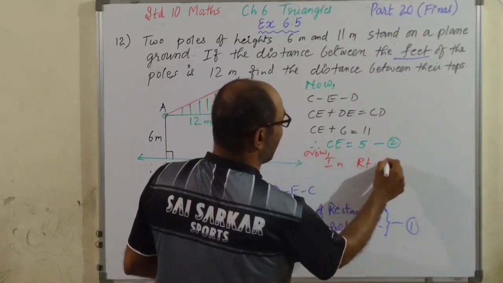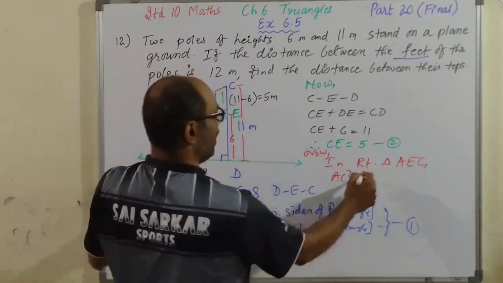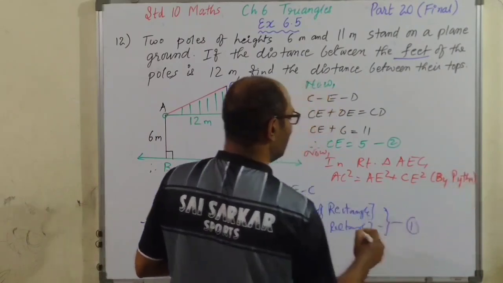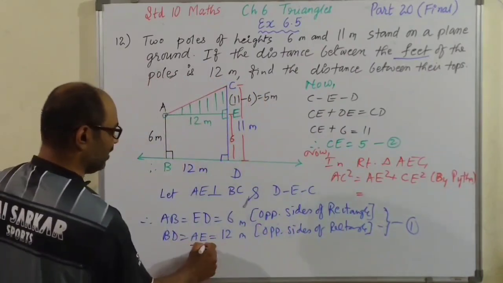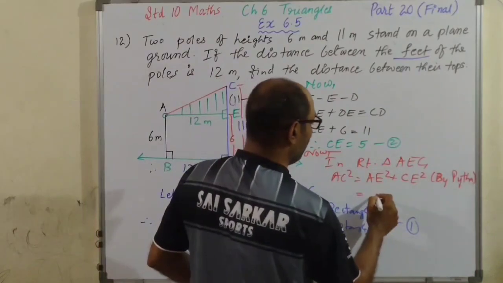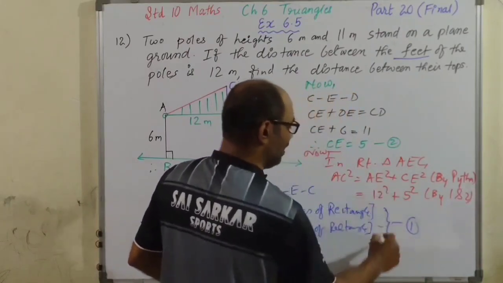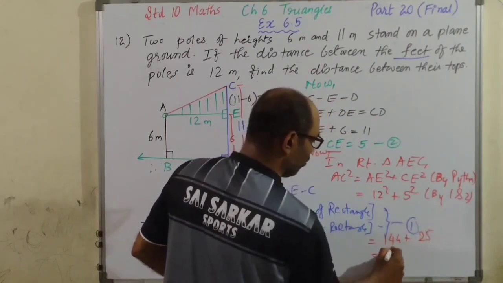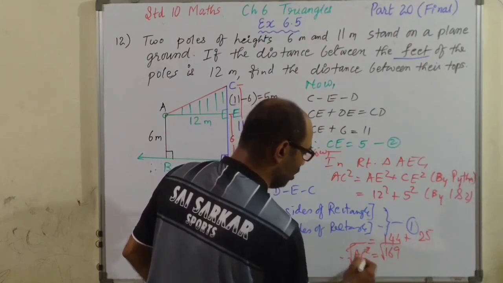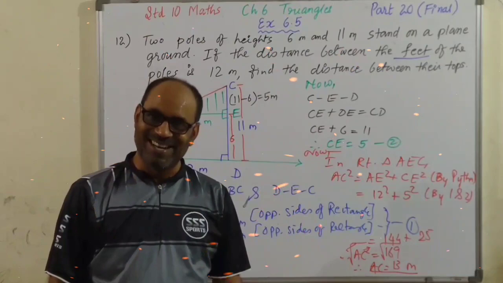Now, in right triangle AEC, AC square is equal to AE square plus CE square by Pythagoras theorem, is equal to AE 12, by 1, and then CE by 2, that is 5. So 12 square plus 5 square. 12 square is 144, 5 square is 25. The total is 169. That is a beautiful number, a perfect square. Taking square root on both sides, the square root is gone, so AC is the square root of 169, which is 13 meter. That is the answer. Got it, children? Done? Good.